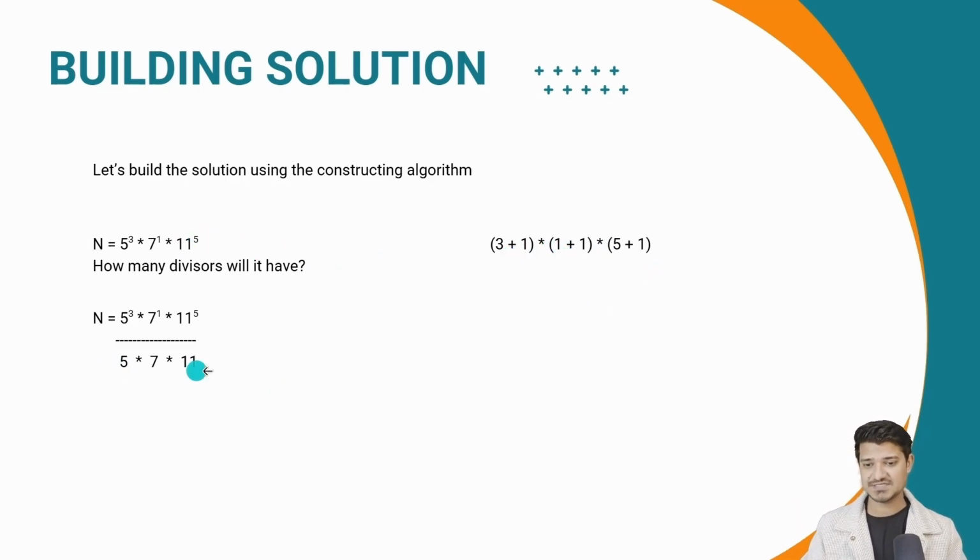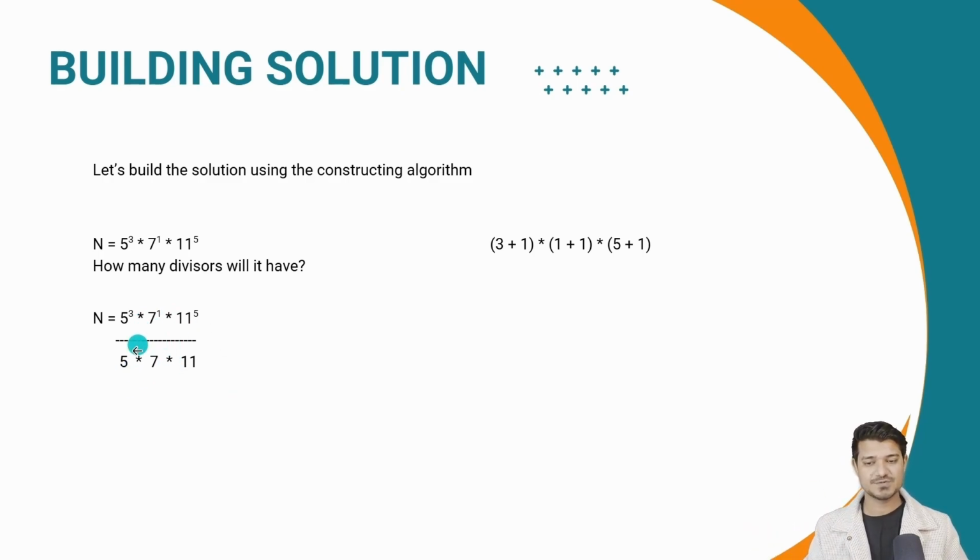One thing is clear. Second thing, when you are finding the divisors, primes are mutually exclusive. For example, 5 can divide only 5, right? It can't divide 7, it can't divide 11. 7 can only divide 7, 11 can only divide 11, right? So all of these are mutually exclusive, right? So we'll consider 5 to the power 3 and 5 separately, similarly this and similarly this.